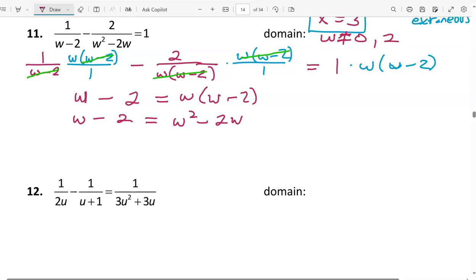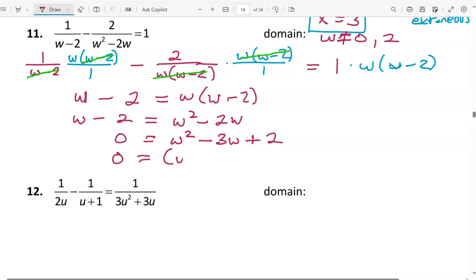And now if we're going to solve by factoring, we need to move all terms to the right side of the equation. I would move to the right side because that makes the leading term have a positive coefficient. So I'm going to do two things. I'm going to subtract w from both sides and then add 2 to both sides, and that gives us 0 equals w squared minus 3w plus 2.